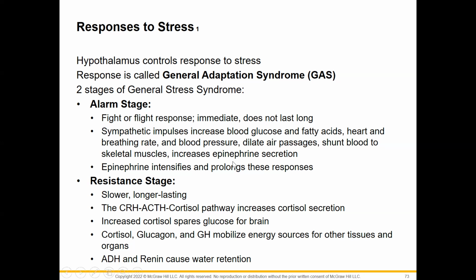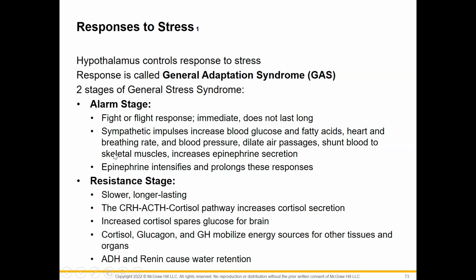Your epinephrine secretion increases. Epinephrine is adrenaline. So that adrenaline is going to help to increase your metabolic process so that you are stronger and faster. You have just a slight better edge so that you can get away from or fight the dog.